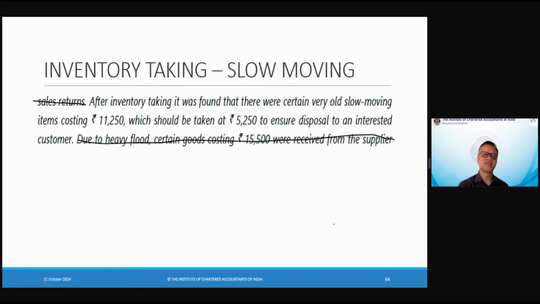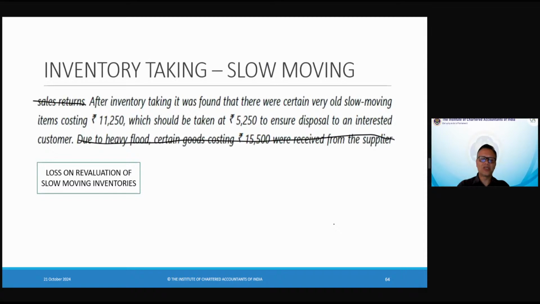What happens? Since it is slow moving and the company needs to dispose it, and nobody is in the market to purchase it, once they get a customer at a certain price, 5,250, like a salvage value, we need to dispose it. So at that point of time, what you have to do is inventory write down, whatever inventory value which you have thought of. Now you have to make the adjustment to that, and it should be deducted now. Write down will be happening.